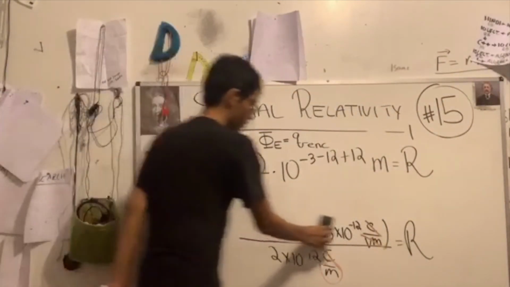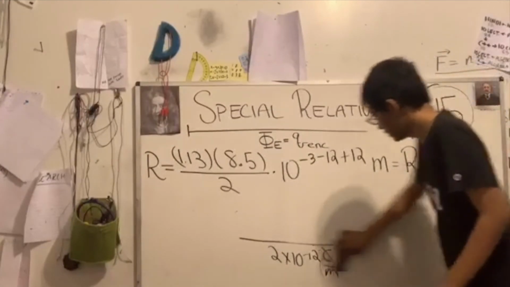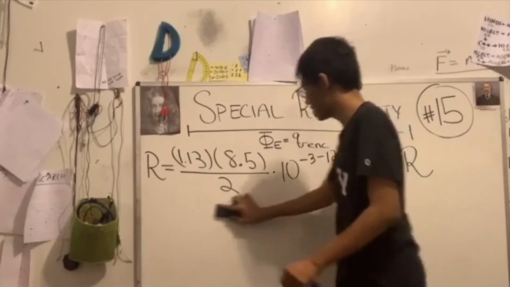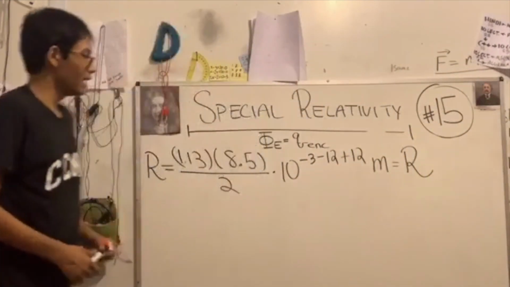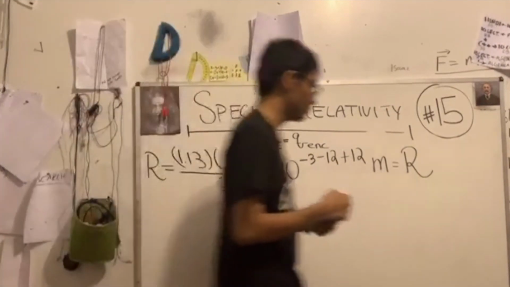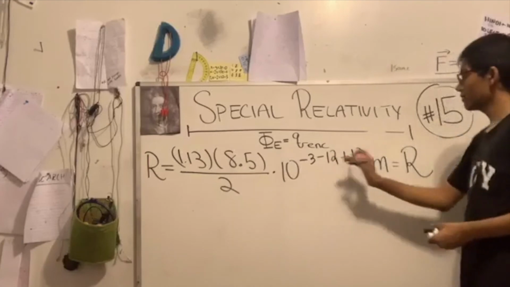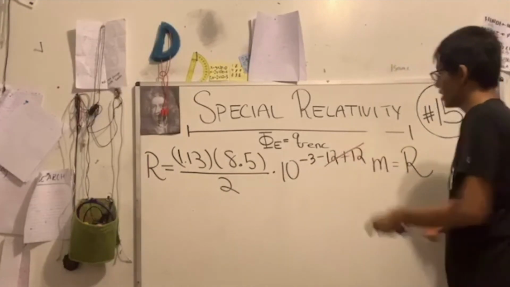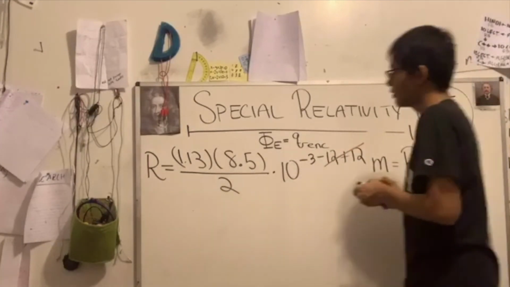Pause, rewind if you don't agree with me at any point, or let me know in the comments if I made any mistakes. Anyway. People probably won't be bright enough to catch them. Right. So let's simplify this one first and foremost. Negative 12 and 12 will just give me 0.